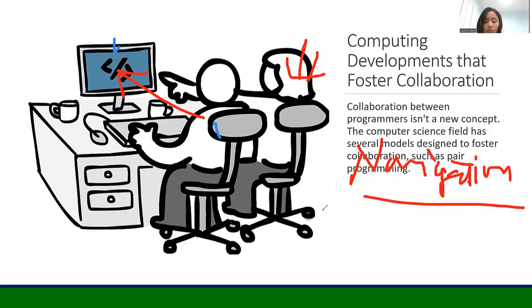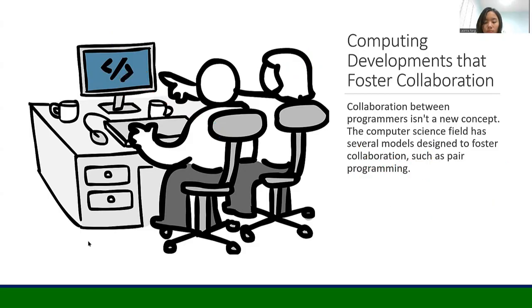This model we call pair programming. When you have two people programming together, one guy typing on the computer is called the driver. The other guy provides guidelines or does mathematical calculation, and this person is called the navigator. Is that okay?